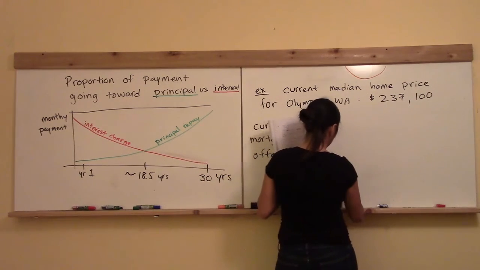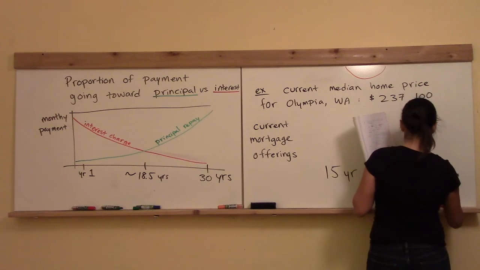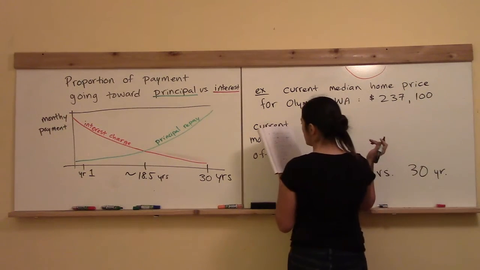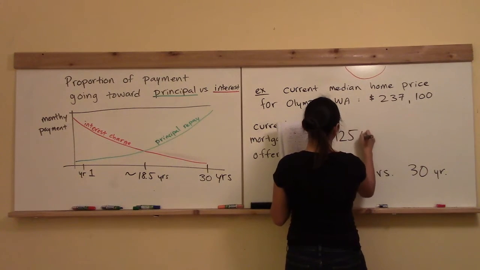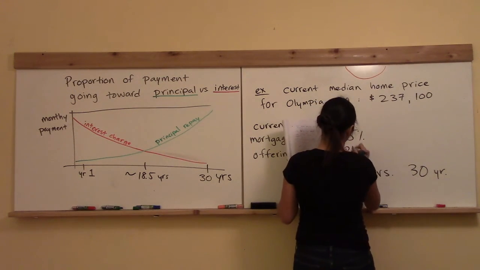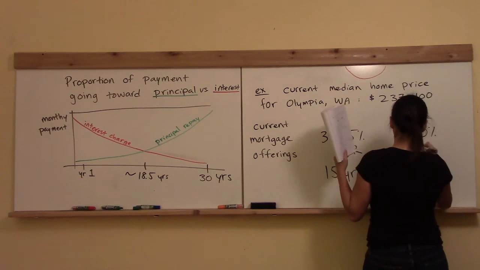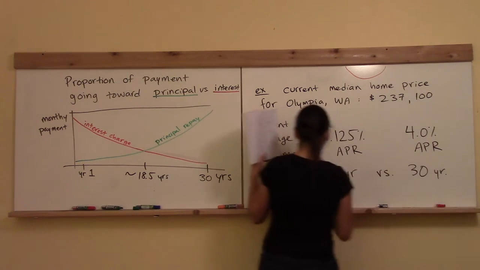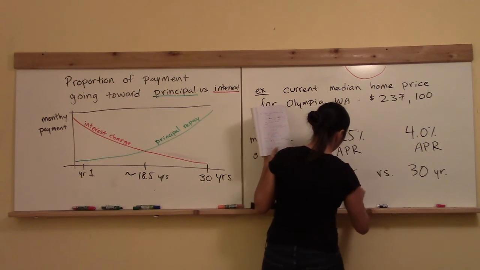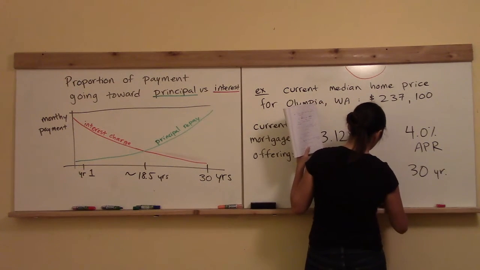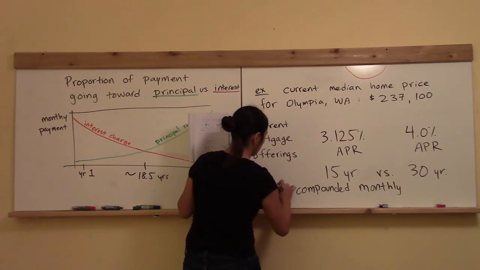And what I did was I looked up a 15-year one versus a 30-year one. And the 15-year one had a 3.125% APR, and the 30-year one had a 4.0% APR, and these were both compounded monthly. Okay, usually when you talk about mortgages for home ownership, it's typically compounded monthly. Okay, so these are both compounded monthly.